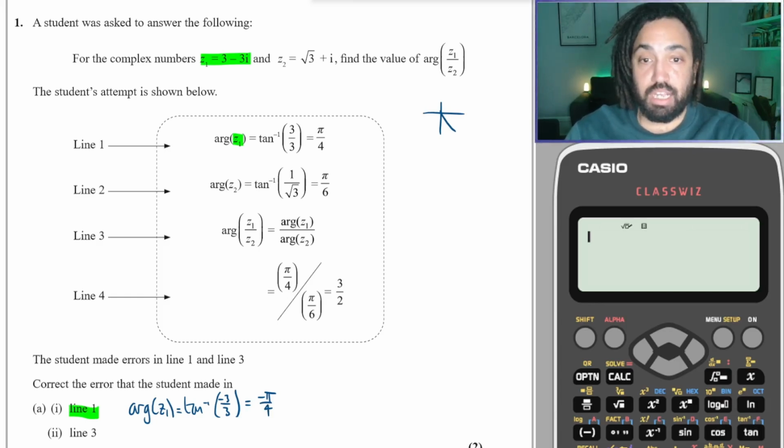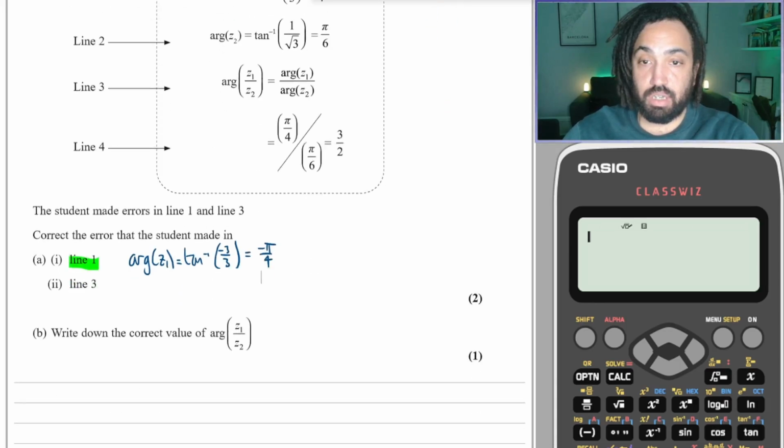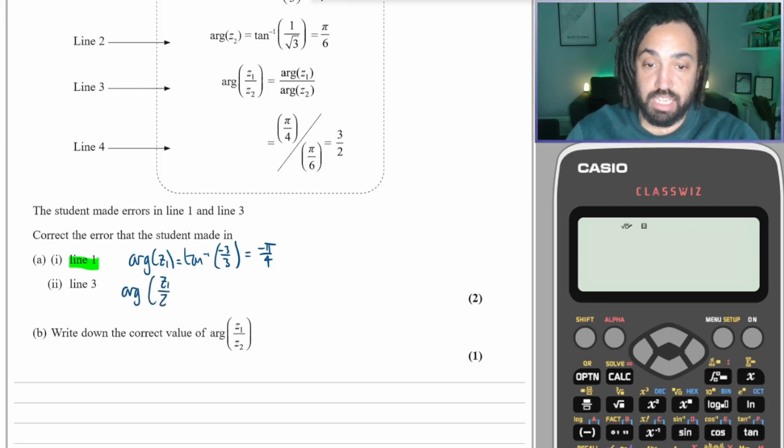Okay, line 3, there is also an error, and that's just a fundamental error. When you are dividing two complex numbers, the arguments subtract. So the argument of Z1 over Z2 is going to equal the argument of Z1 minus the argument of Z2.